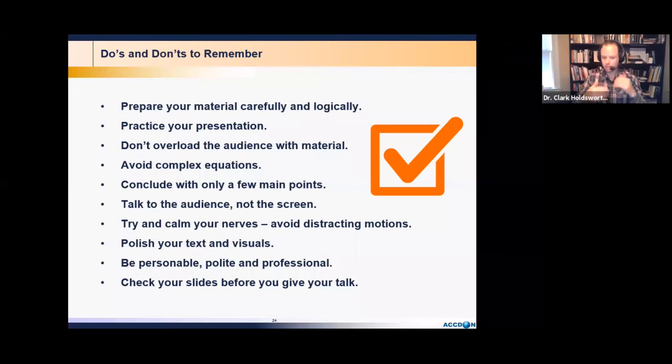Try and calm your nerves, avoid distracting motions. That's important for this one because if you don't have a stable setup, you're going to shake your camera, which I do occasionally. I might have done it this time. Also, as you move around, there's buffering and again, that delay. So your body language might look a little bit different in the recording versus what you would be doing live. So just make sure that as you're using that body language, it all stays on the screen and it looks polished. And then what you have here, polish your text and visuals.